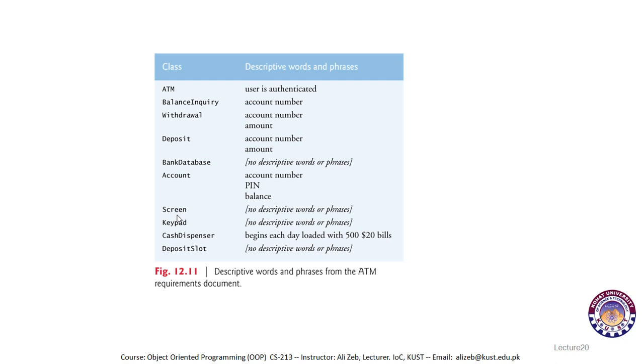So for example, in the ATM, the user is authenticated, a descriptive word. These were the words that we used for the ATM machine. In the balance inquiry, there was the account number. For the withdrawal, we needed the account number and the amount that we needed to withdraw. For the deposit, we needed the account number and the amount that we needed to deposit. Now we can see there are some common details that all of these three classes are storing. This might be a hint that we might be able to use inheritance somewhere in these classes. But that is up to you if you want to use inheritance.